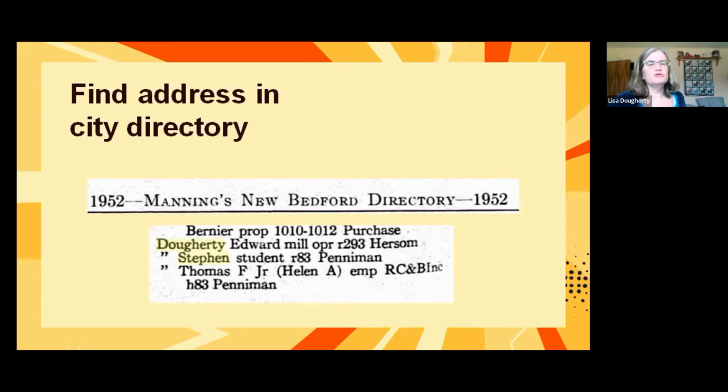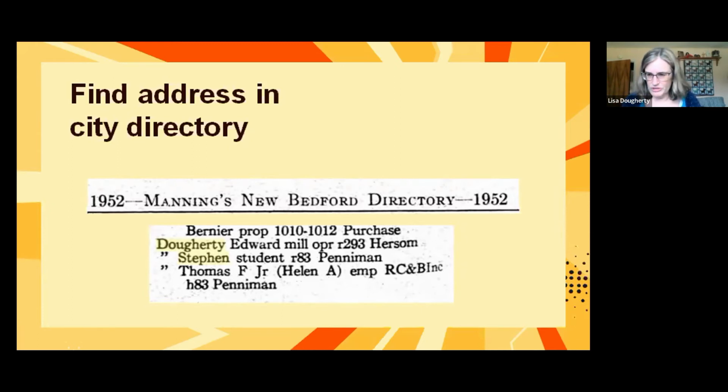So the first step I'm going to do is try to get an address from a city directory. Now, you may already know the address of where your family lived in 1950. And if you did, wonderful, then you can skip this step and just go to the next step. But I didn't know that off the top of my head, so I needed to go look for city directories.